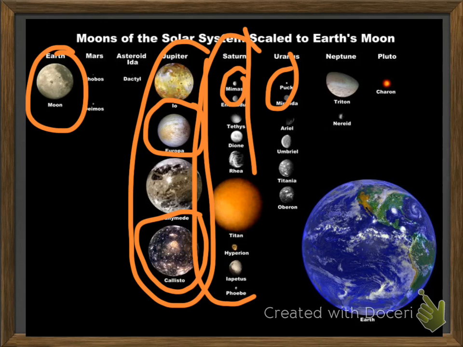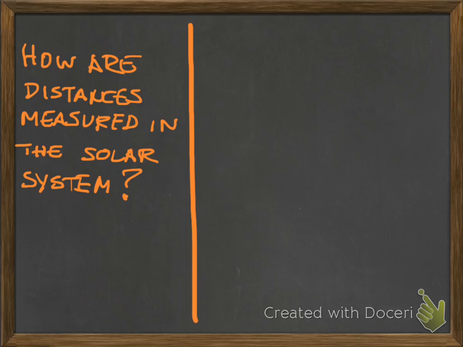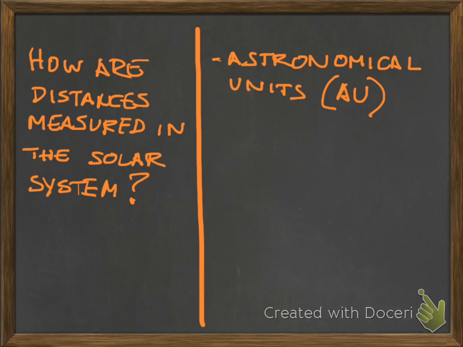Alright, so continuing. How are distances measured in the solar system? Now we can't measure them simply by miles. That would be way too many to count, and it makes it a lot more complicated than it needs to be. So what the scientists have actually done is they've used astronomical units.